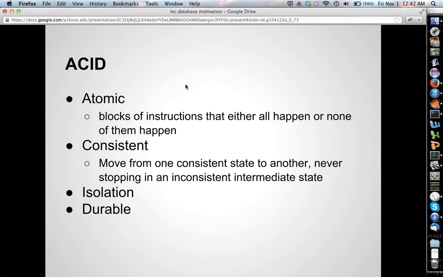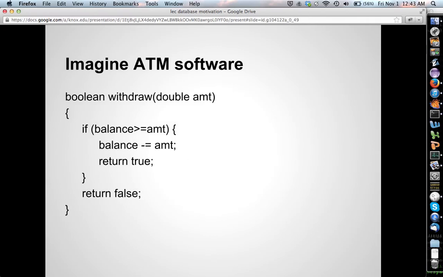Atomic from the word atom, meaning the smallest possible unit that can't be divided, which is of course ironic given that atoms are actually made up of subatomic particles like protons, neutrons, and electrons, which are themselves made up of even smaller particles. But regardless, the word atom means indivisible. So atomic, we want to have blocks of instructions that are essentially not divisible. And consistent, we want to move from one consistent state to another. We never want to stop at some inconsistent intermediate state. So those are two of the properties we want, and we'll kind of start with those.